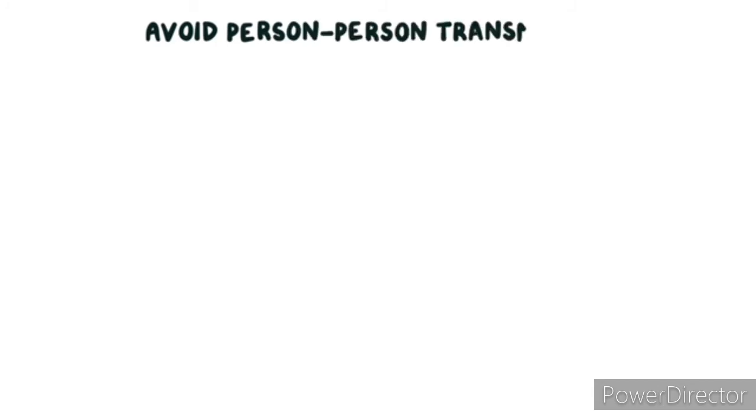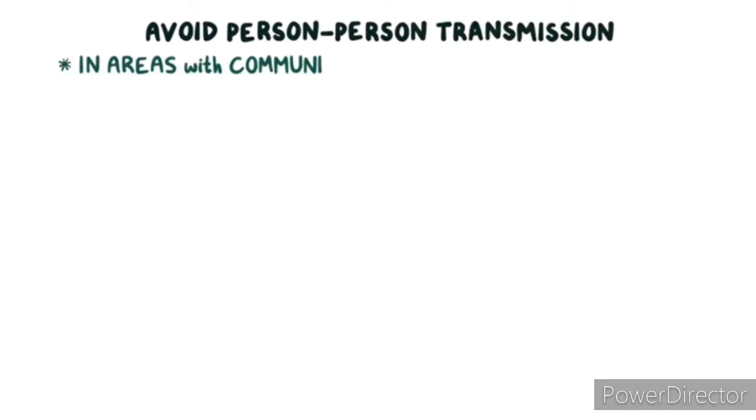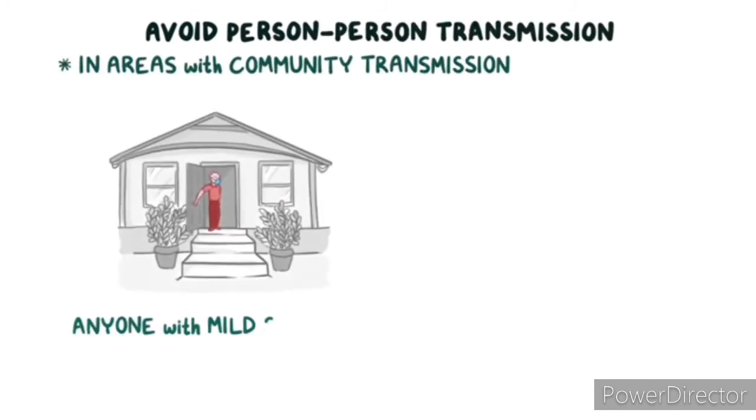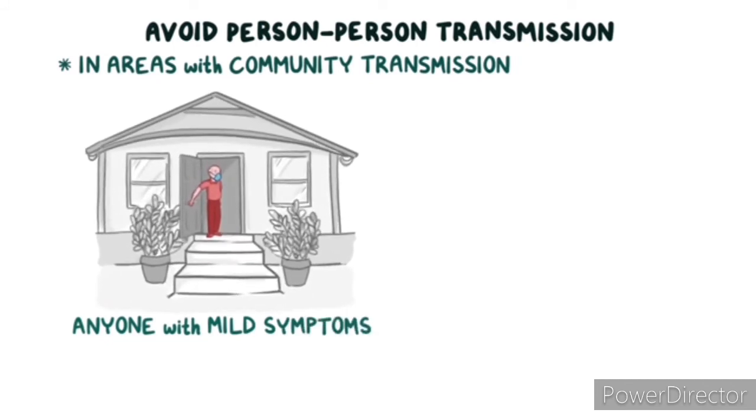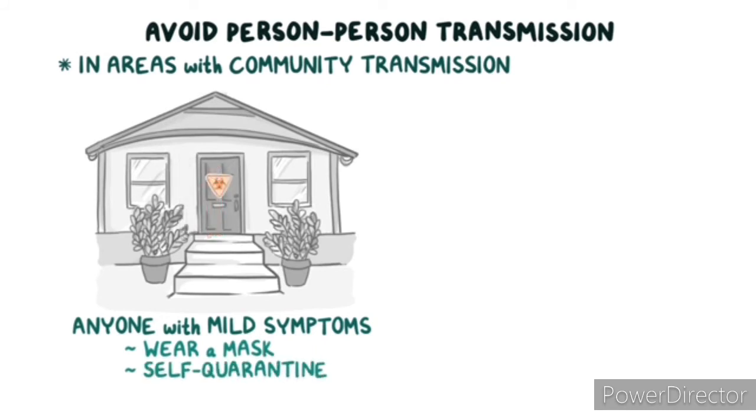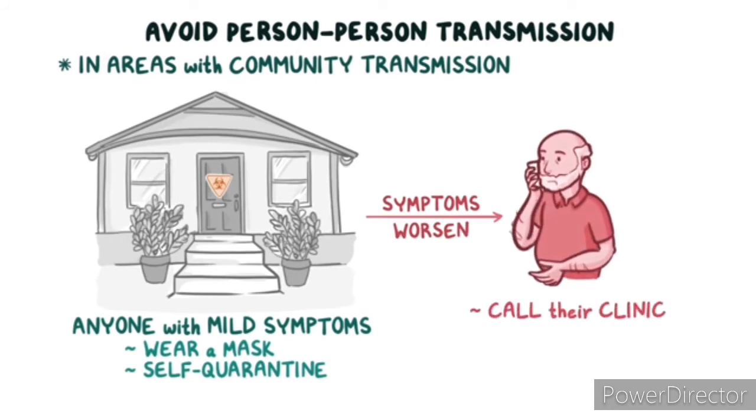So, the main goal is to avoid person-to-person transmission. In areas with community transmission, anyone with mild symptoms, regardless of whether they have been diagnosed as having COVID-19 or not, should wear a mask, and they should self-quarantine within their home. If those symptoms worsen, they should call their clinic, or use telemedicine to talk to a clinician.